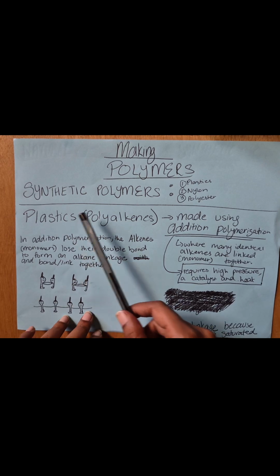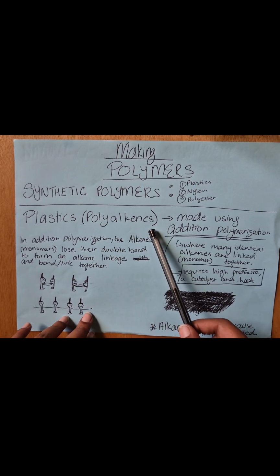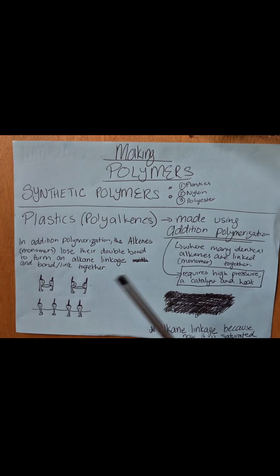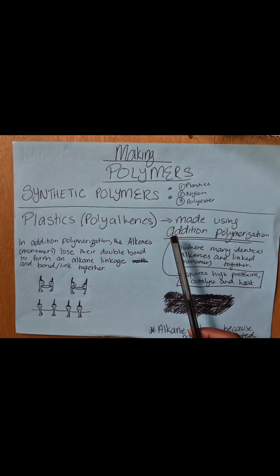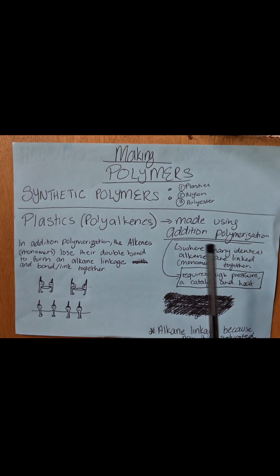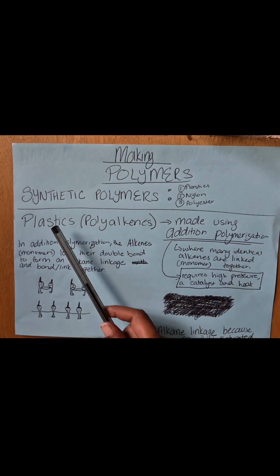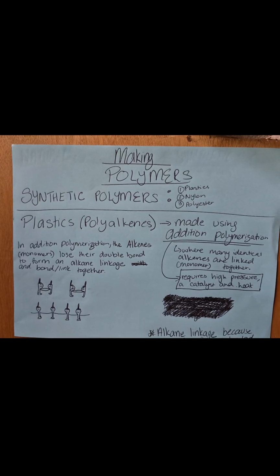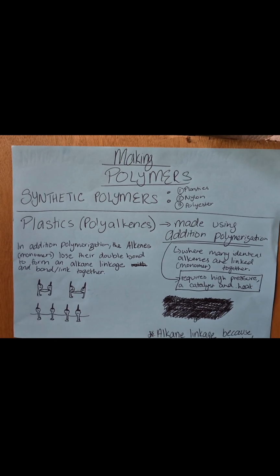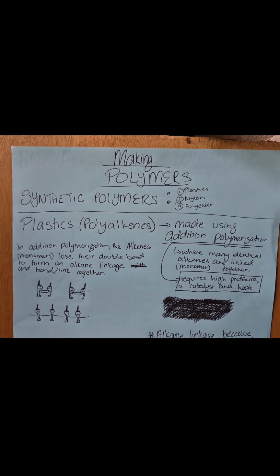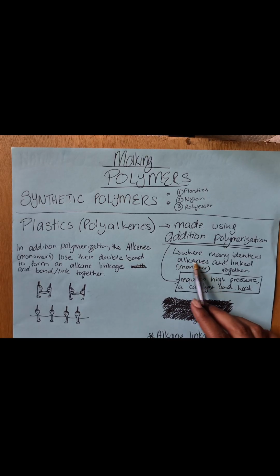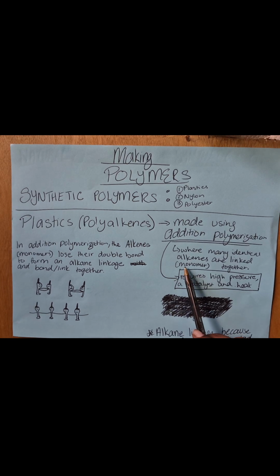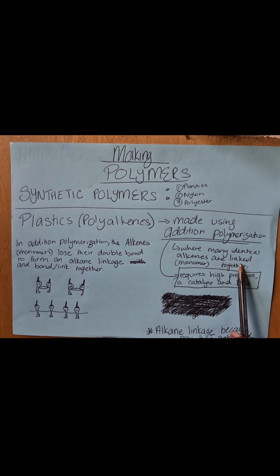Our plastics are actually polyalkenes. That means they're made of many alkenes. And these plastics are made using addition polymerization. So that's the type of polymerization you use to make plastic. Addition polymerization is where many identical alkenes are linked together. So the monomer here is going to be your alkene, that's your organic molecule with a double bond. So alkenes are going to be linked together.